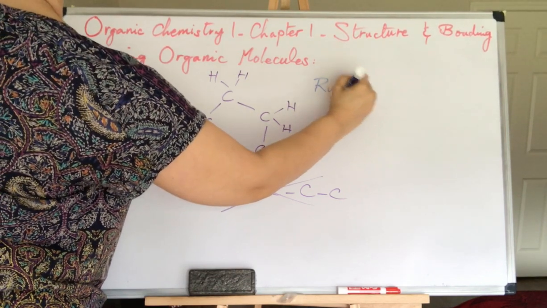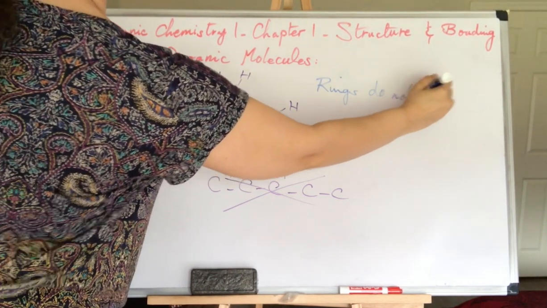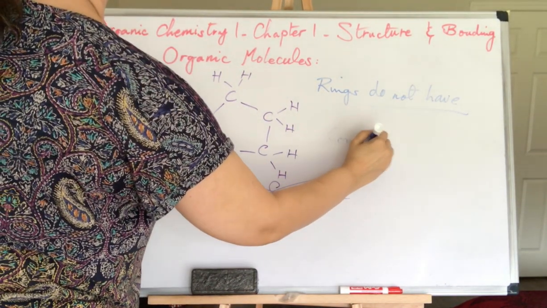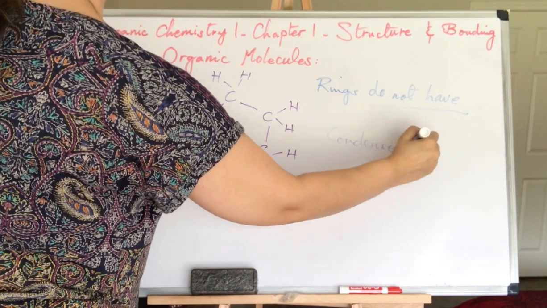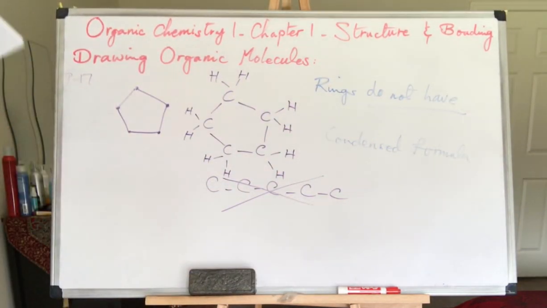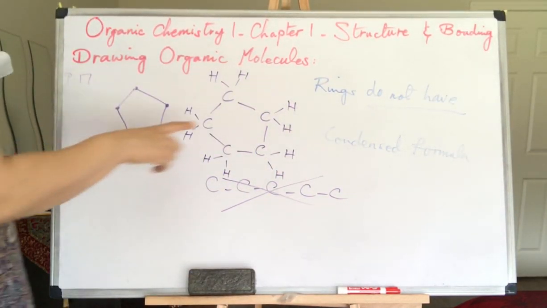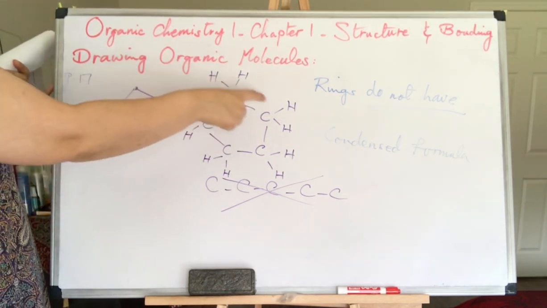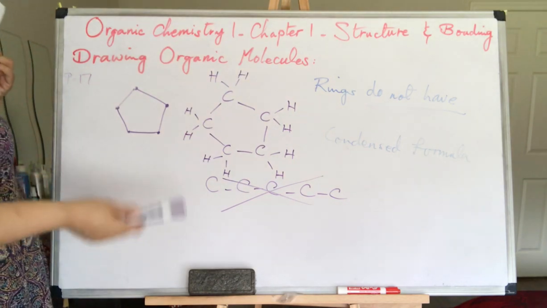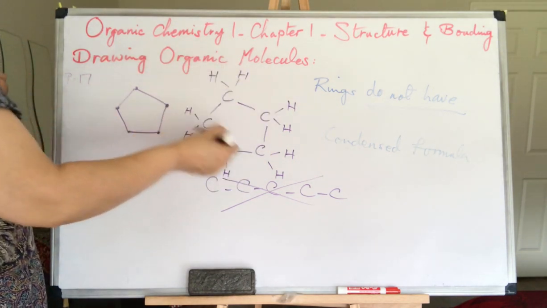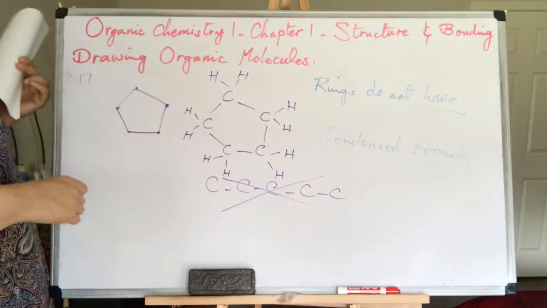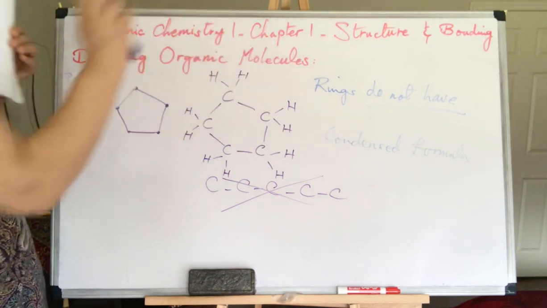Rings do not have a condensed formula. Because you remember, for the condensed formula, you have to try to write these CH groups in a compressed form. How are you going to show a compressed form and cyclic at the same time? So there is no way we can have a condensed formula for a ring. This is extremely important, learn.